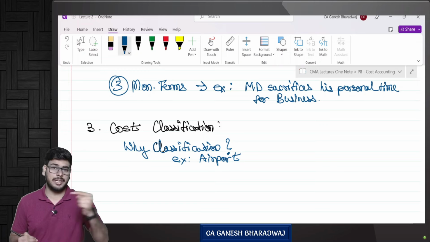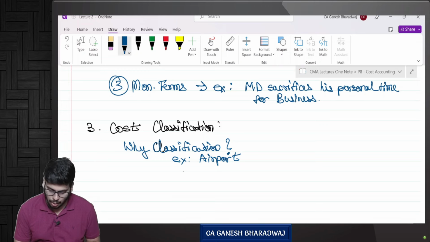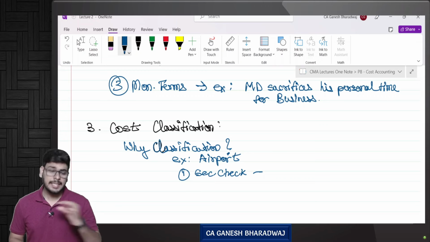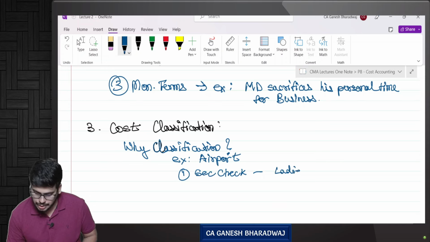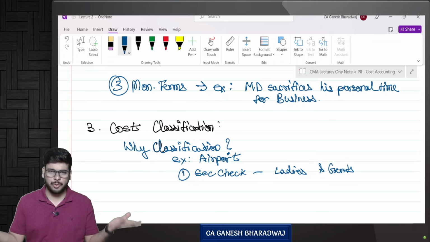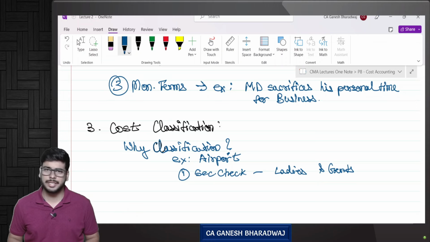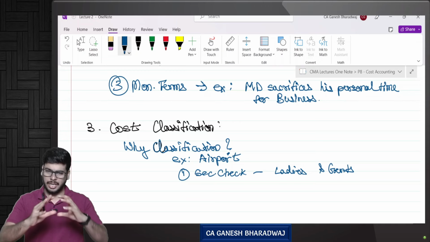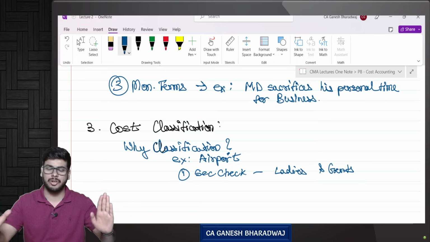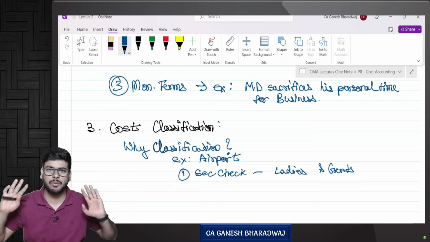Now, first when you enter into the airport, there will be a counter called security check. In that security check counter, the entire human beings will be classified into ladies and gents. Why? Because the security checking procedure is separate for ladies and separate for gents, correct? Now, once you cross the security check, of course, ladies and gents do it in separate queues. And once the security check is over, then everyone will come together.